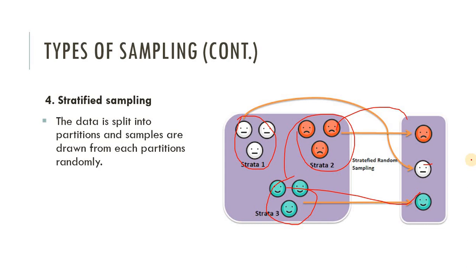Now at the end, with the help of sampling, the data size will be reduced so that we can easily analyze the data set. Also the computation time is less than if we analyze the whole data set. So this is how sampling works.